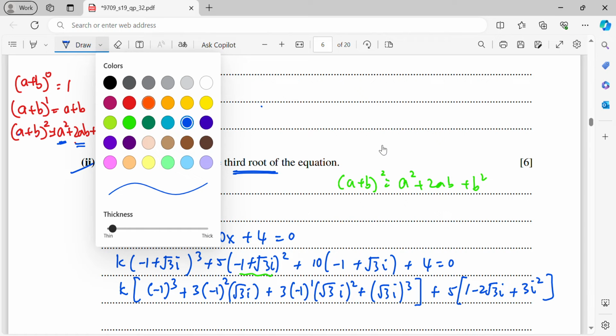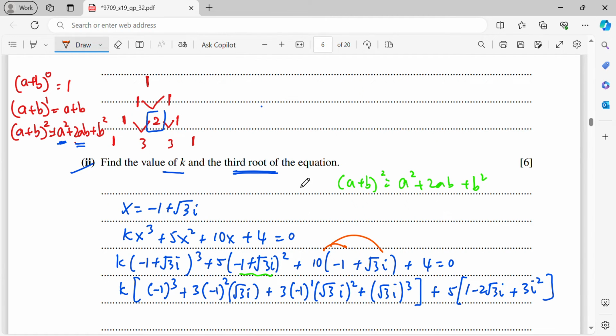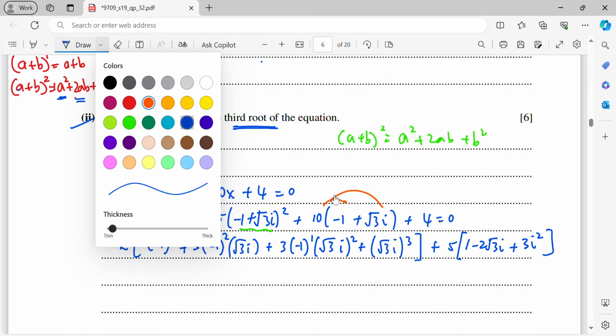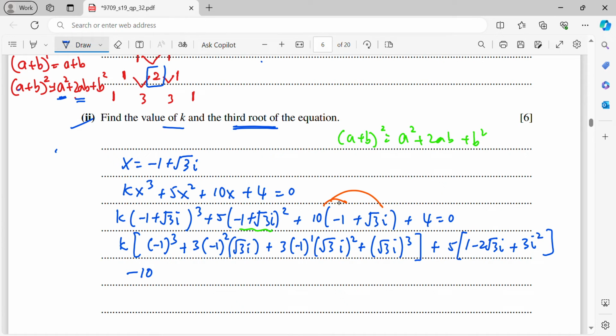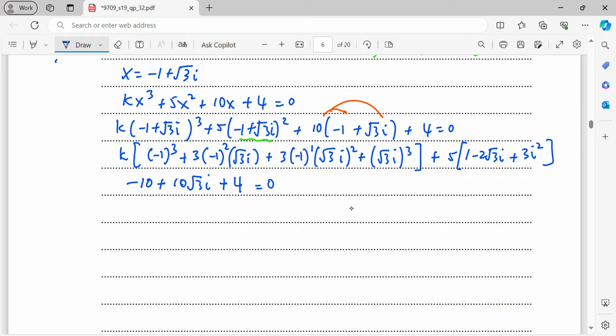Okay, then after that, just do expansion for the next term. Then I will be getting minus 10. Then plus 10√3 i. Lastly, plus 4, then equals to 0. So from here, I will get k multiplied with (-1) cubed is basically minus 1. So (-1) squared here, right? So when you simplify, this is 1. Then I will get 3√3 i. So you will be getting plus 3√3 i.